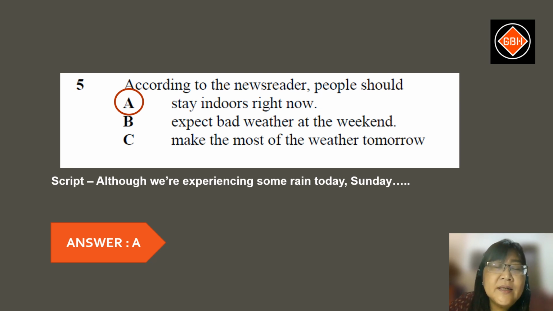So C here actually is a distractor because you may think it is the correct answer. C says make the most of the weather tomorrow, and in the audio, Sunday is a good day. So you think Sunday is tomorrow, but actually it is not mentioned that Sunday is tomorrow. The most important thing you see here will be today. So you have the word now in option A. According to the newsreader, people should stay indoor right now. Why? Because it is raining. So the answer is A.